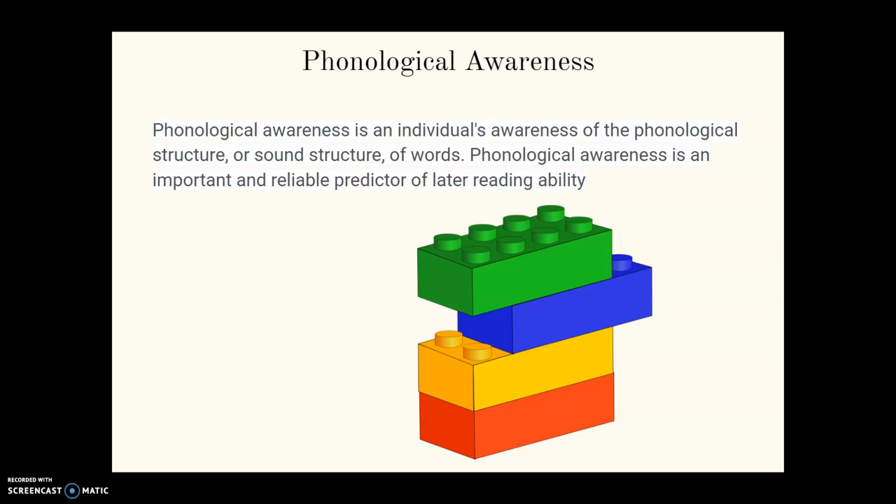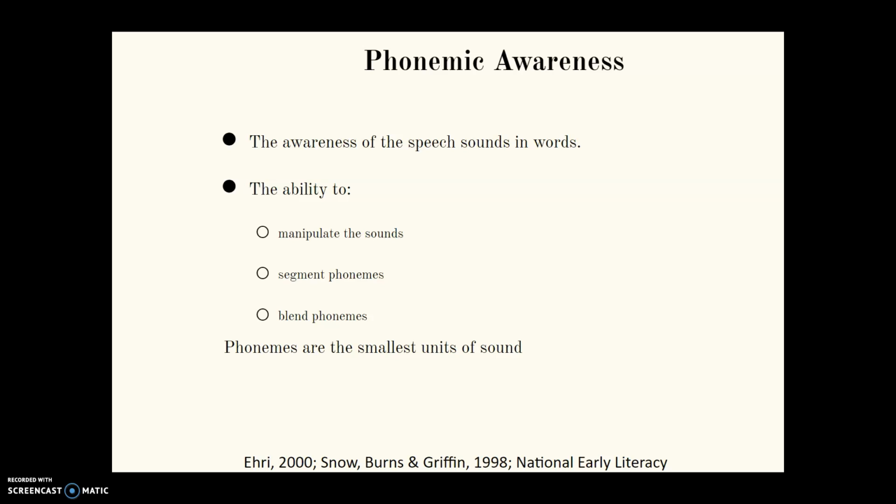So as you learned last week, phonological awareness is an individual's awareness of the phonological structure, or sound structure, of words. Phonological awareness is an important and reliable predictor of later reading abilities. And so you think of it as a building block. One of the best predictors of student success or failure for learning to read is phonemic awareness, a subcomponent of phonological awareness. A phoneme is the smallest unit of sound. An indicator of phonemic awareness is the ability to segment and blend the sounds in words.